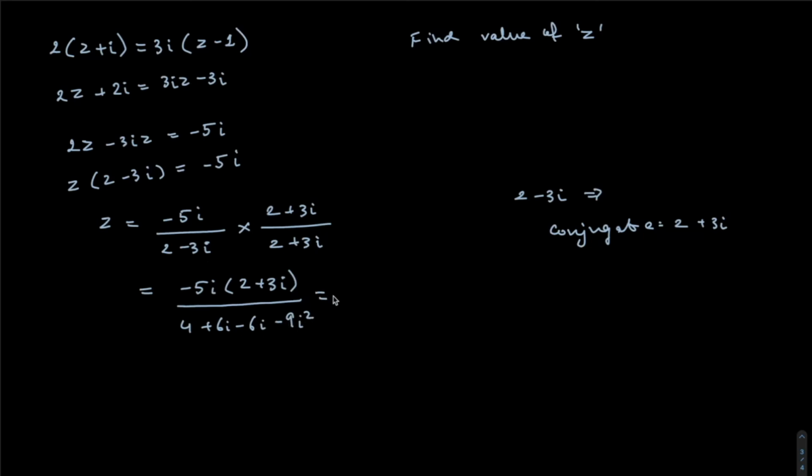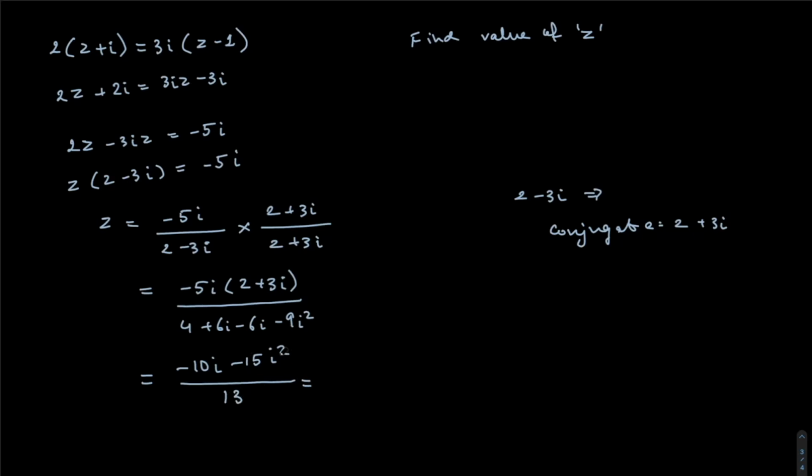Okay? So then we'll have minus 10i, minus 15i squared, upon plus 6i, minus 6i cancel. Minus 9i squared will be plus 9 because i squared is minus 1. So minus minus will cancel. It'll become a plus. So 4 plus 9, which will be 13, like I said before.